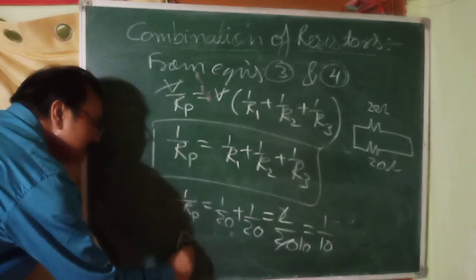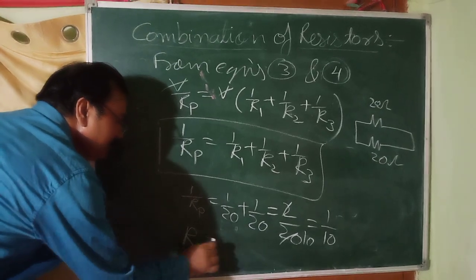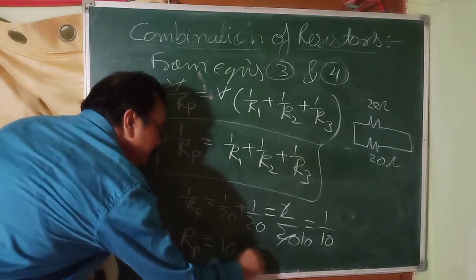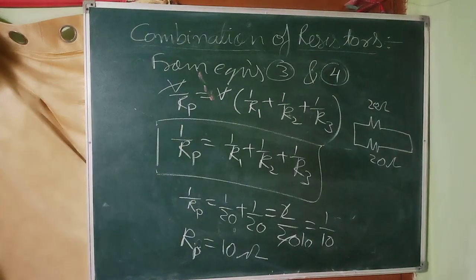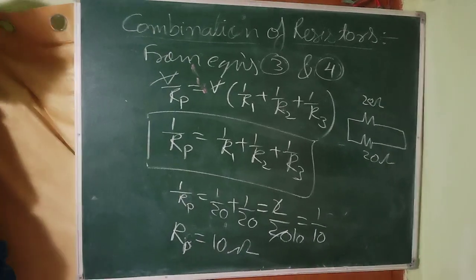So what is the value of Rp? Just reverse them. What will you get? Just reverse them, you will get 10 ohm. Okay. So that means we have got a 10 ohm resistor by connecting two 20 ohm resistors in parallel.